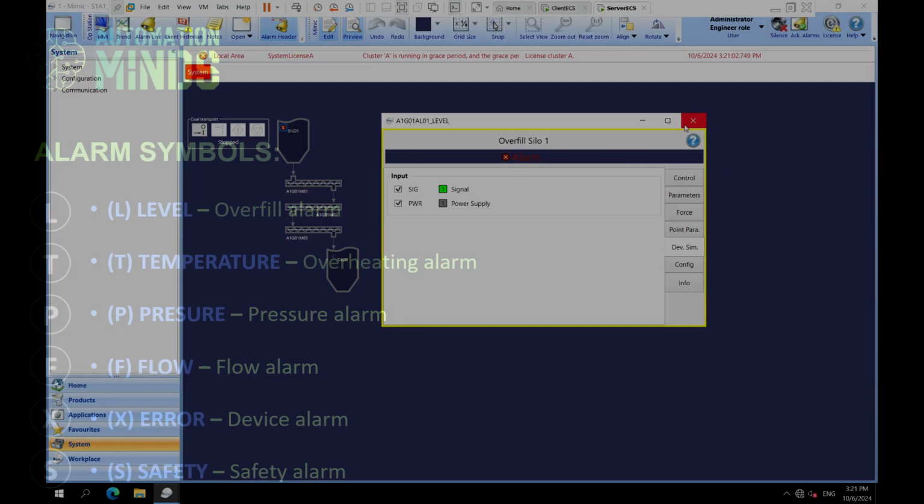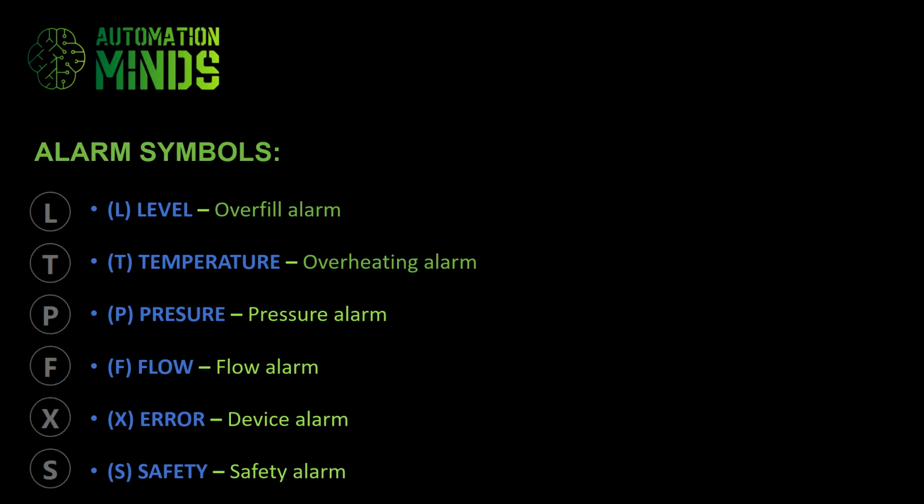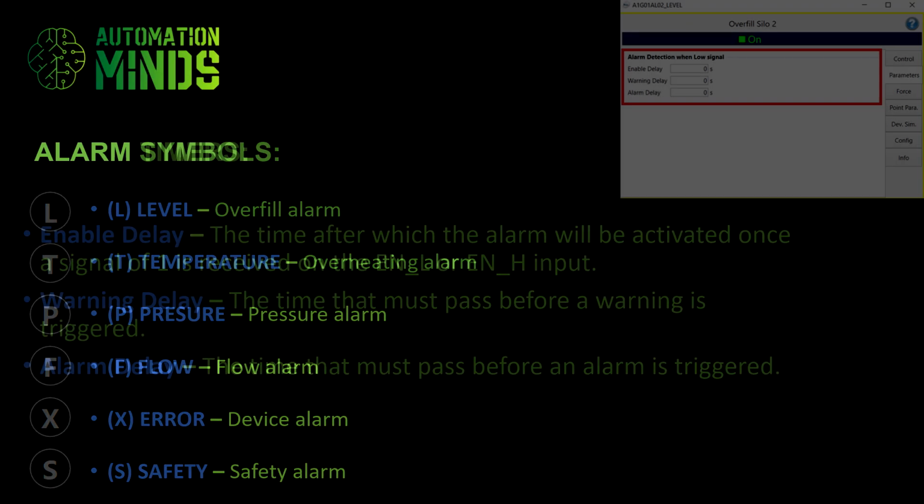In automation, there are standards that define what each letter in alarm codes represents. The key types of alarms include L, level, overfill alarm; T, temperature, overheating alarm; P, pressure, pressure alarm; F, flow, flow alarm; X, error, device error alarm; S, safety, safety alarm.